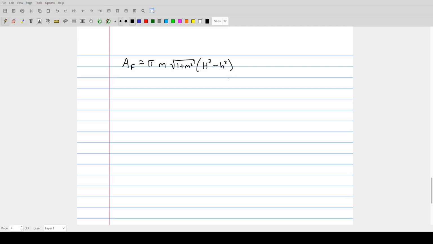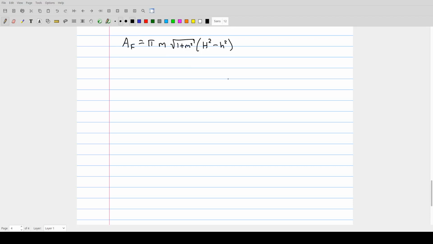AF, the area of the frustum, is equal to pi times m times the square root of 1 plus m squared times capital H squared minus lowercase h squared. And we want to do a little bit more of a simplification here. We're almost done, and this is almost in the final form. The main thing to note is that big H squared minus lowercase h squared is the same thing as capital H minus lowercase h, times capital H plus lowercase h.